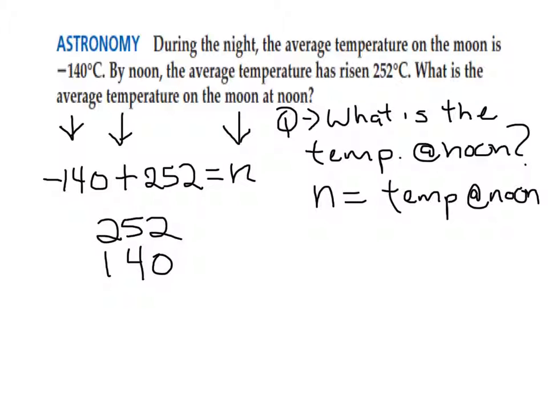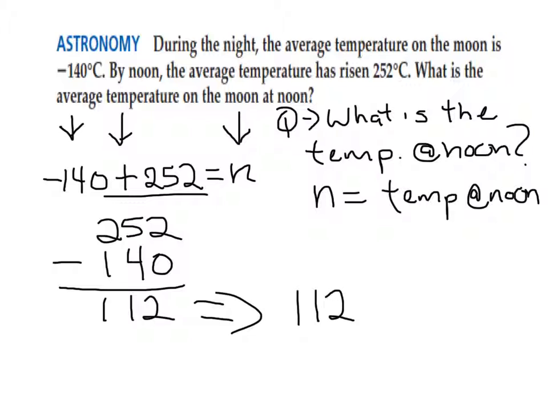I found the absolute value of my two numbers. 252 is 252, and negative 140 is 140. Since the signs are different and I'm adding, I'm going to use subtraction. And when I subtract, I get 112. Before I can call that my answer, I look to see my original numbers. My largest number had a positive in front of it. That was the 252. That means my answer will be a positive 112. And since it's a word problem, 112 is degrees Celsius.